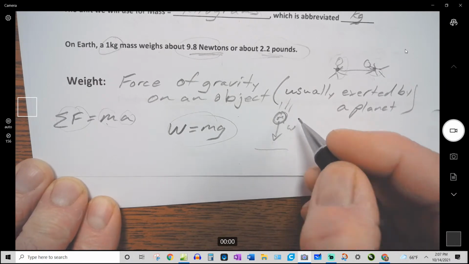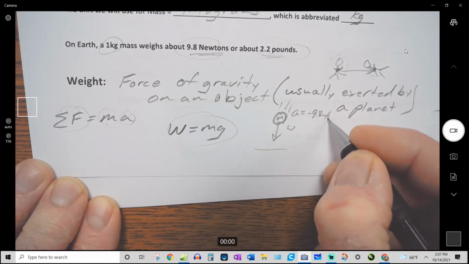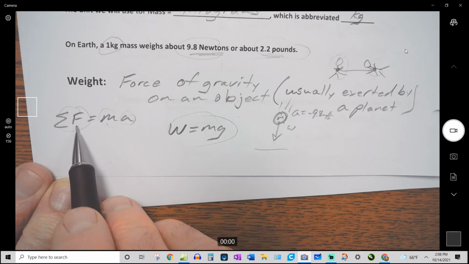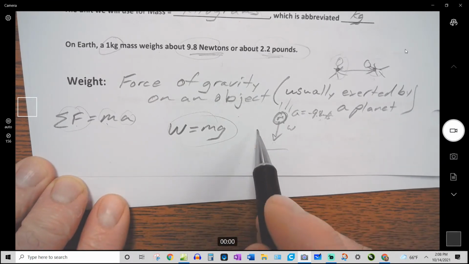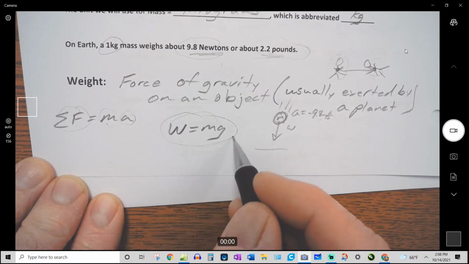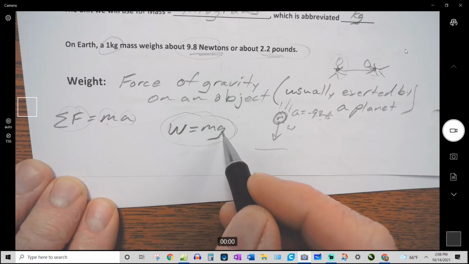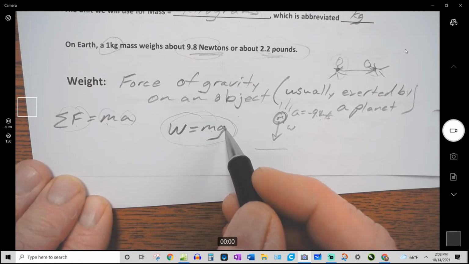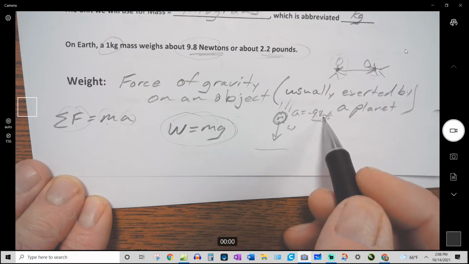How fast? It would be 9.8. Acceleration equals negative 9.8. So I could calculate the force on this ball by multiplying its mass times negative 9.8. And that's what's happening here. You calculate weight by multiplying mass times 9.8, although g can be different on different planets. If you go to a bigger planet, you're going to have a faster acceleration.